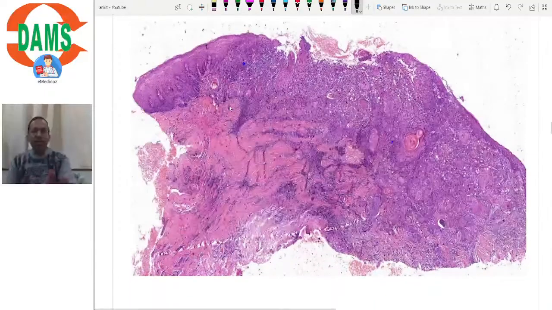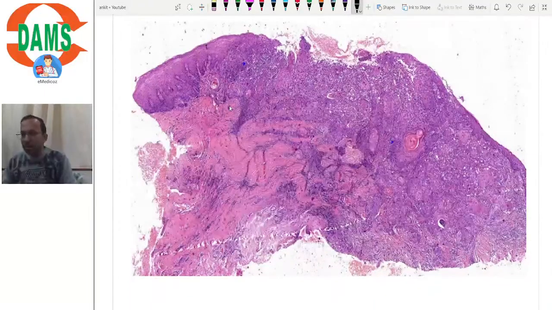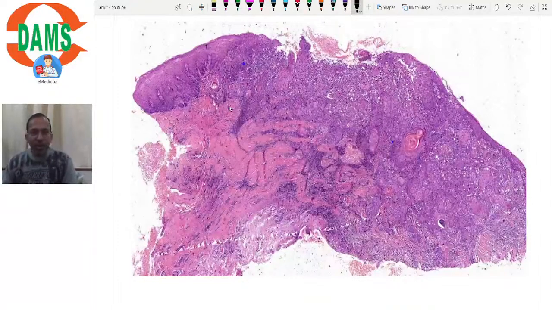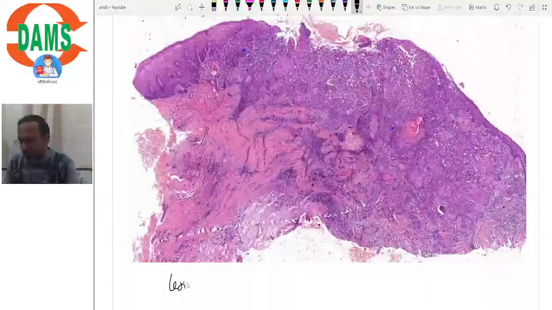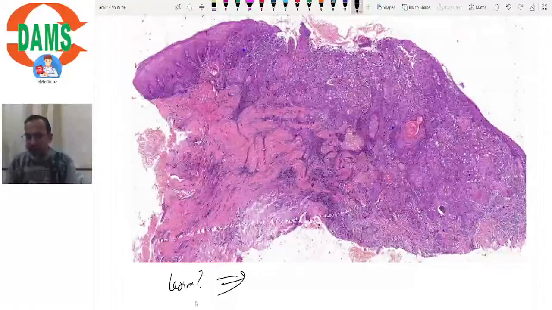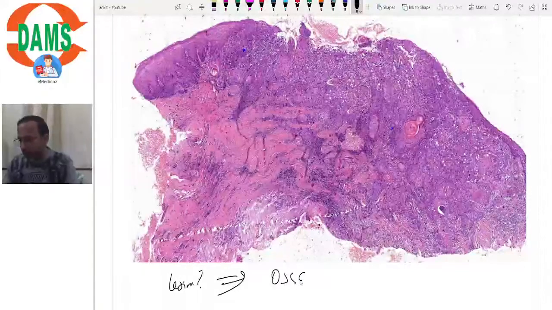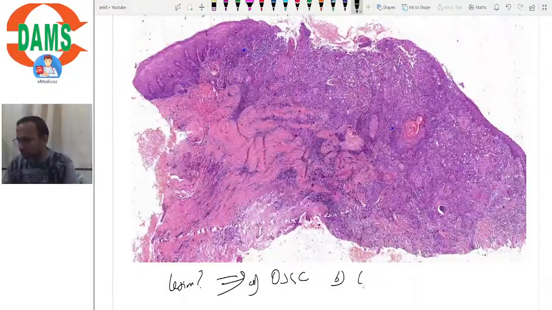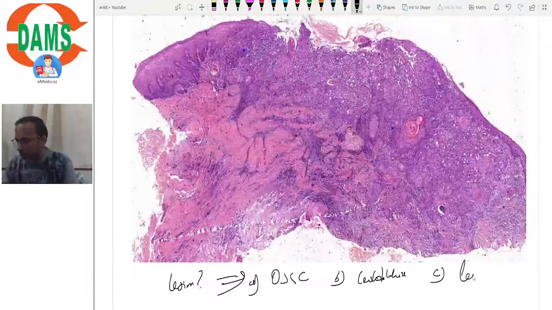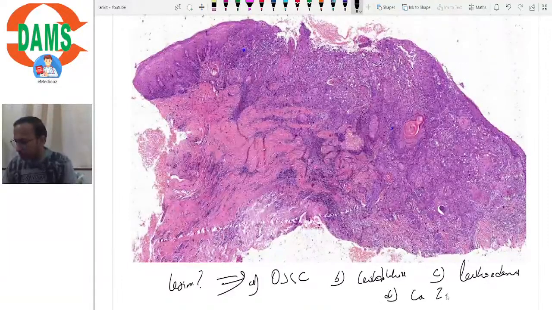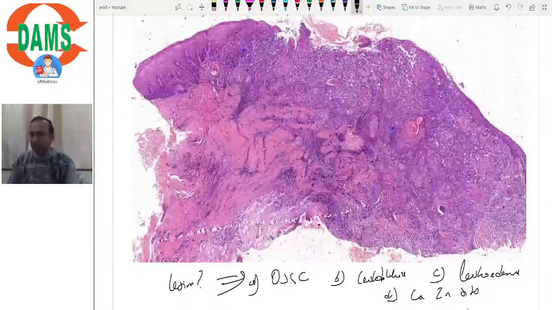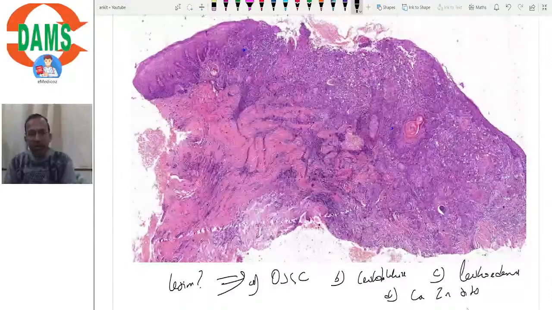Now take a look at this histological diagram. What do we see here? What can you identify this lesion as? What lesion could this biopsy be of? What could this lesion be? So the options are OSCC, leukoplakia, leukoedema and carcinoma in situ. Option A, B, C and D.